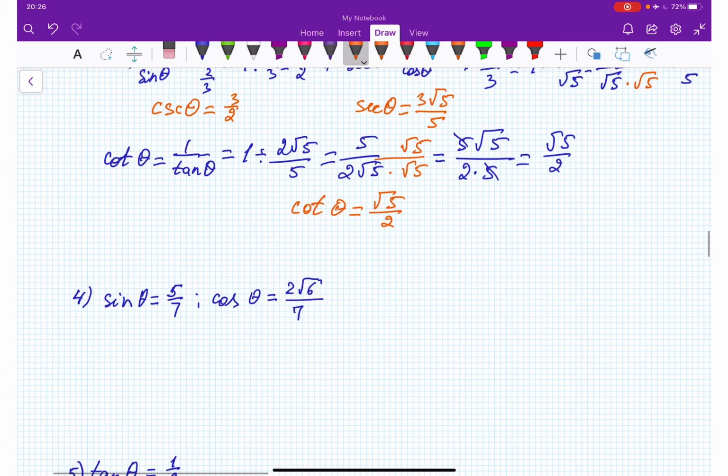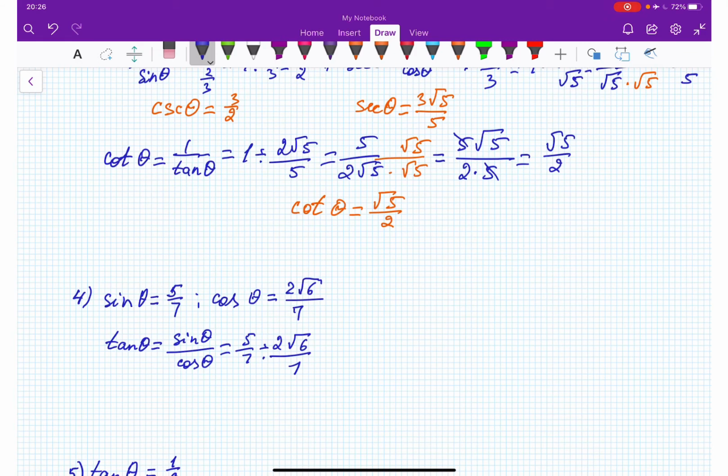All right. Moving to the next one. So we have sine theta and cosine theta. Again, we have to find the rest of the remaining identities. So let's start. Tangent theta is equal to sine theta over cosine theta, which means 5 over 7 divided by 2 square root of 6 over 7.